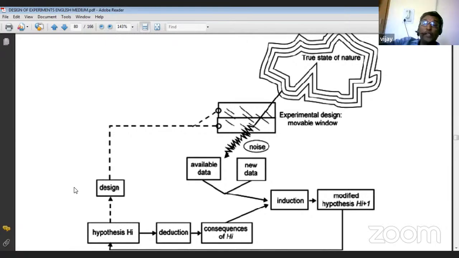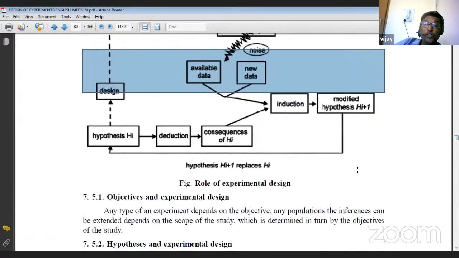True state of nature here. Experimental design, mobile window. This is a noise I am taking here. This is the design, available data and raw data. These two come in their induction. The modification of hypothesis. Then design consequence. This one replaces the child. This is the table here that we are taking.